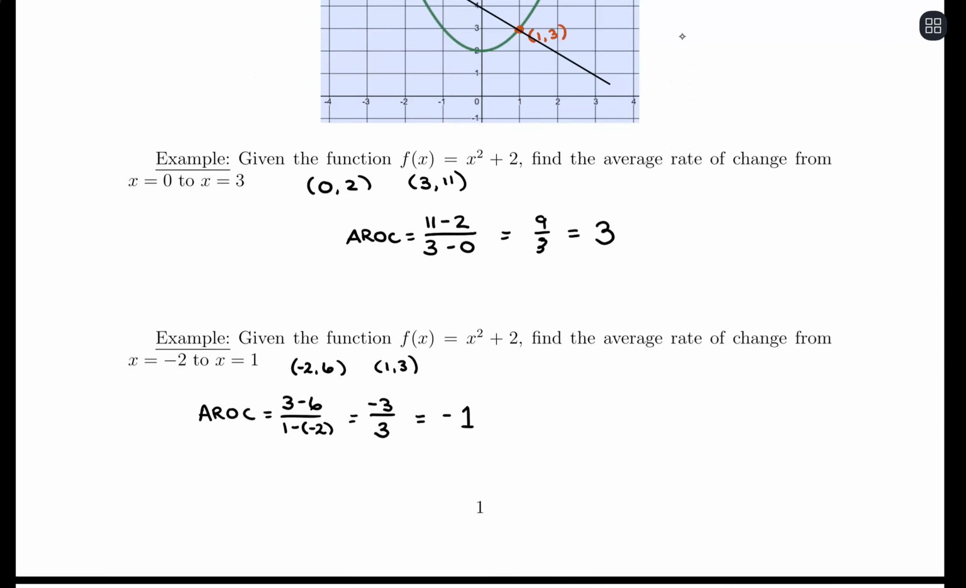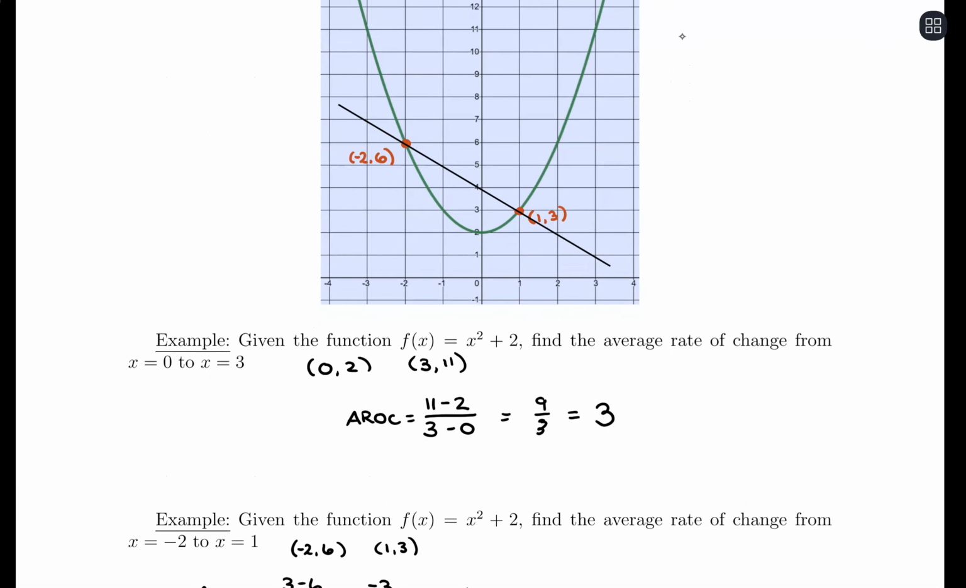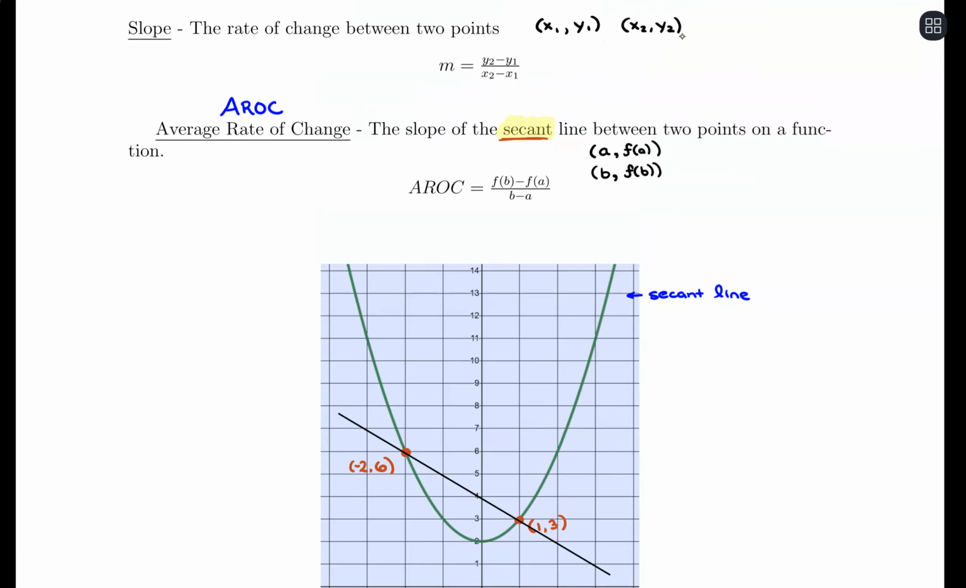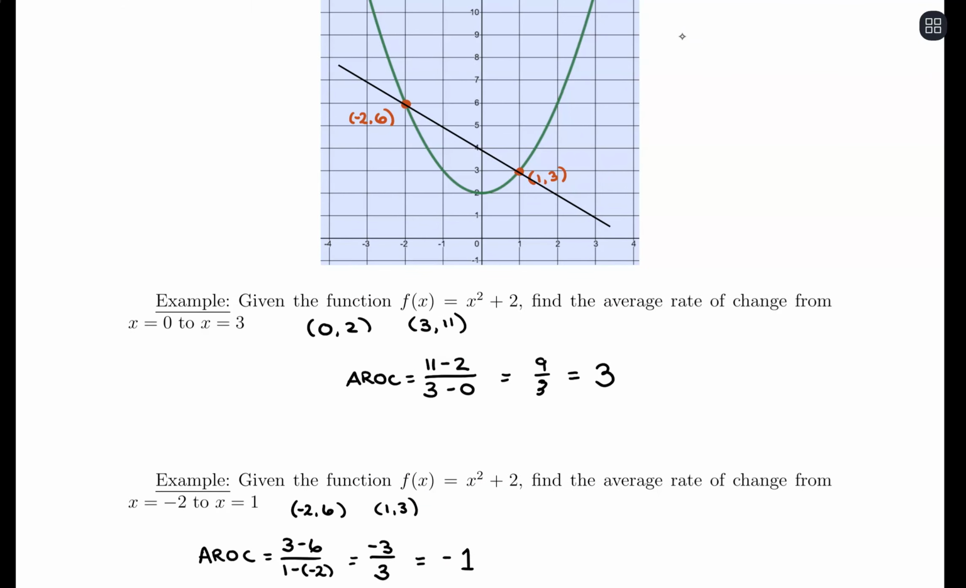So that's the idea of average rate of change, working with a function, and given this beginning and end value, like a and b, where here we had 2 x coordinates, we take those 2 coordinates from the function and find the slope between those 2 points.